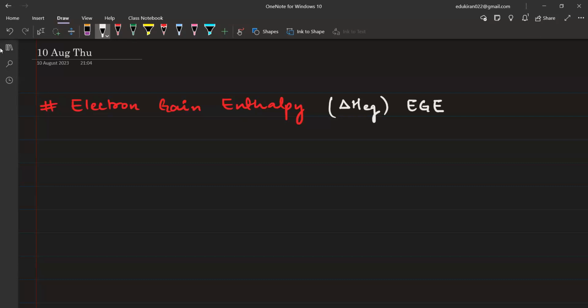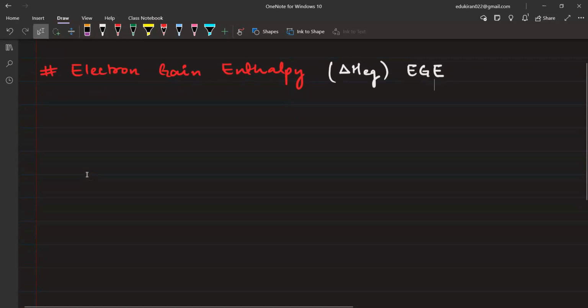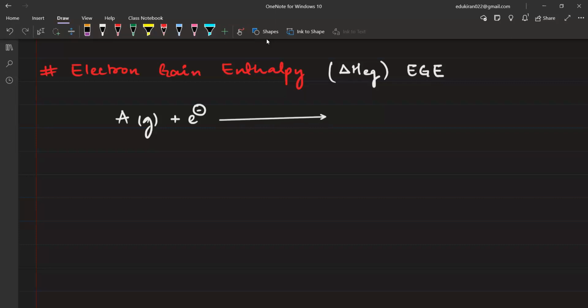Electron gain enthalpy is the energy involved in the addition of one electron to a neutral isolated gaseous atom. We will just say that we have atom A, which is in gaseous state. Gaseous state means it does not have any other atom around it, and gaseous atoms are isolated. So I will give it an electron and it will become A negative. There will be some energy involved here, and that energy is known as electron gain enthalpy.